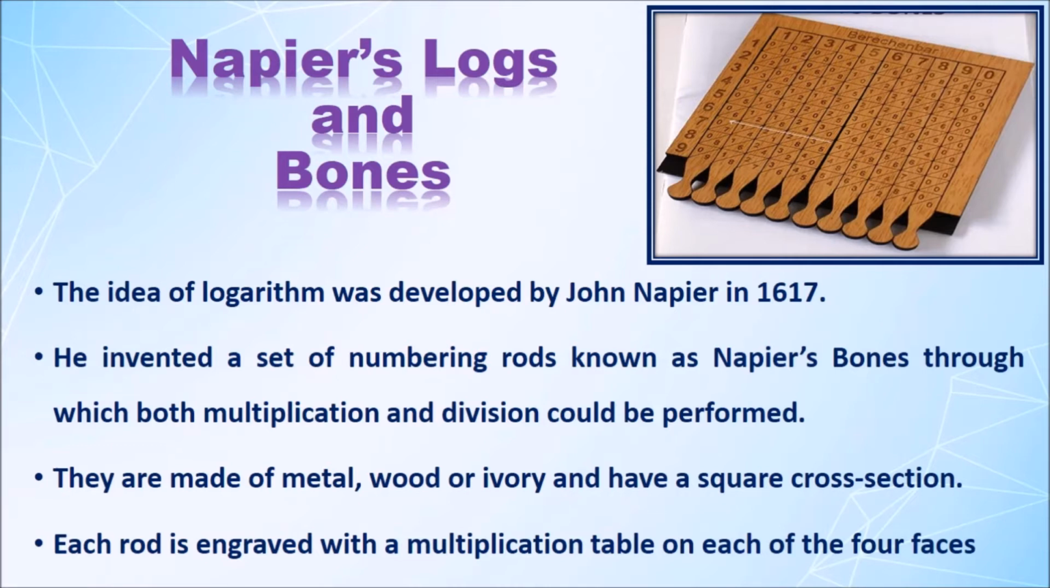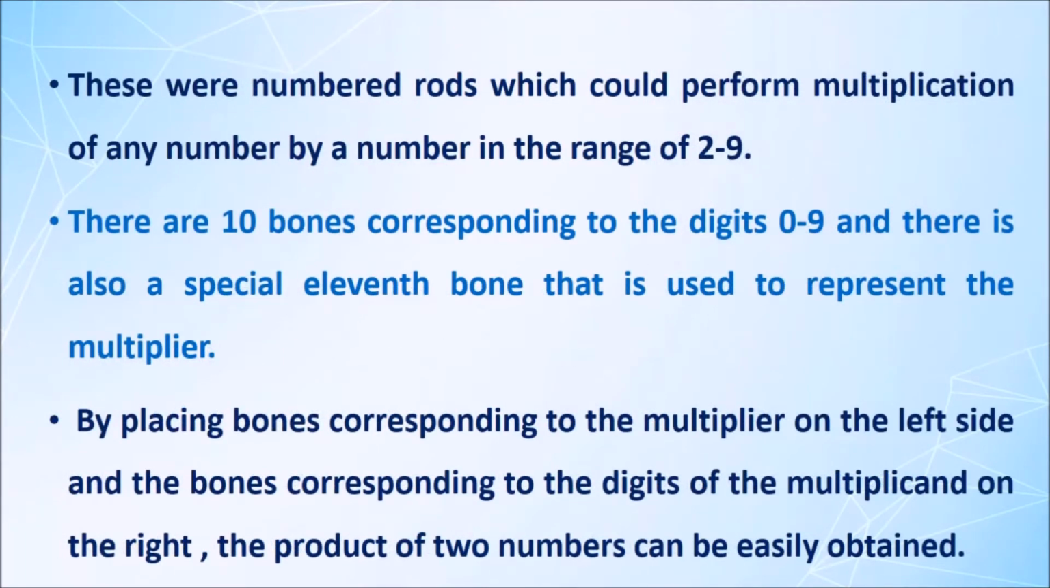Napier bones were made up of metal, wood or ivory and have a square cross section. Each rod is engraved with a multiplication table on each of the four faces. These were numbered rods which could perform multiplication on any number by a number in the range of 2 to 9. And there are 10 bones corresponding to the digits 0 to 9. So if you count from 0 to 9, it is ten.